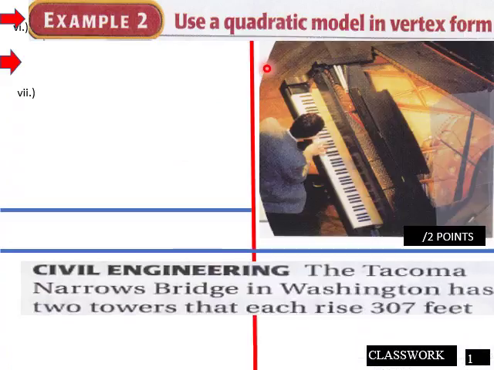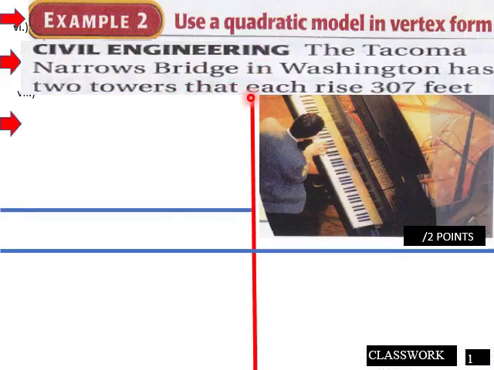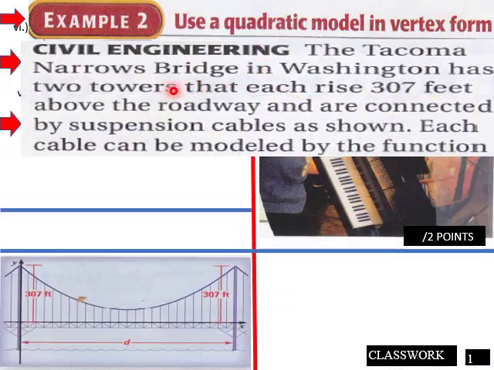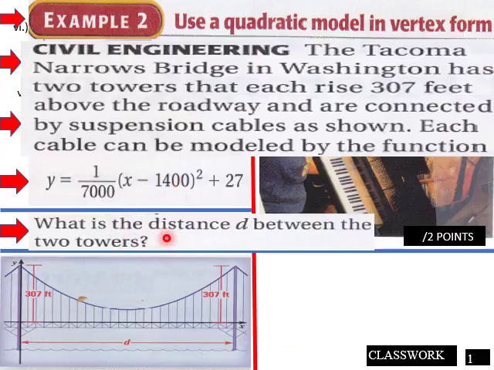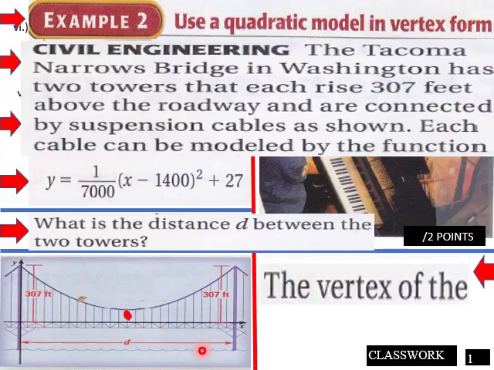We're using a quadratic model in vertex form, civil engineering. Washington has two towers that each rise 307 feet above the roadway here. This is a bridge over some river in Tacoma, Washington. And then here is the model of the parabola of the cable stretched between the two towers, which can be modeled by this quadratic function. What is the distance d between the two towers? So we have this distance here, we want to find out distance d.